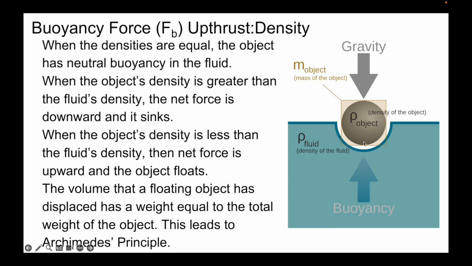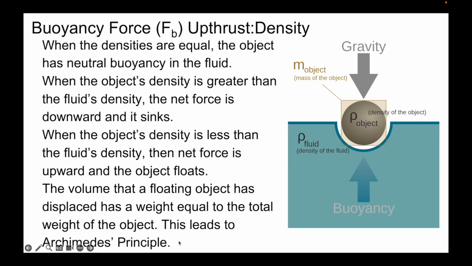So let's think about that for a moment. It's more dense than the surrounding fluid. Well, that makes sense that it goes down. When the object's density is less than the fluid's density, then the net force is going to be upward, so it's going to float. The volume that a floating object has displaced has the weight equal to the total weight of the object. So if you see something that has displaced a certain amount of water, well, that water has the same weight equal to the object that is now inside of it.